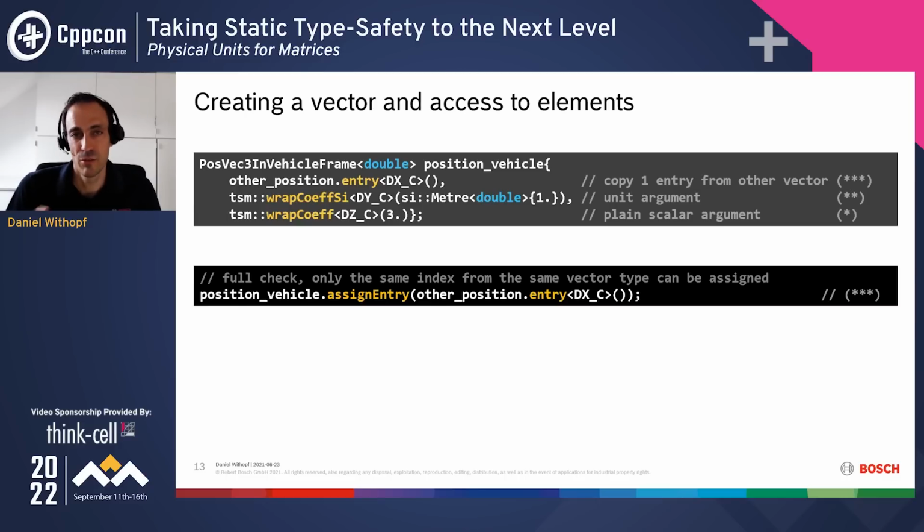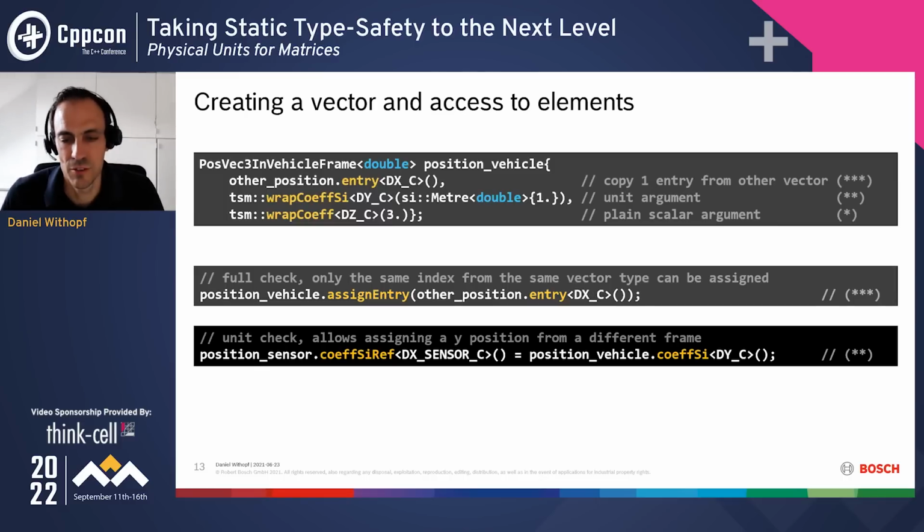And again, this is the 3-star type-safe version. So we have a full check here. We check that that entry is actually part of other position. Assign entry verifies that this index is part of position vehicle. And if any of these conditions wouldn't be fulfilled, the user gets a static assertion.